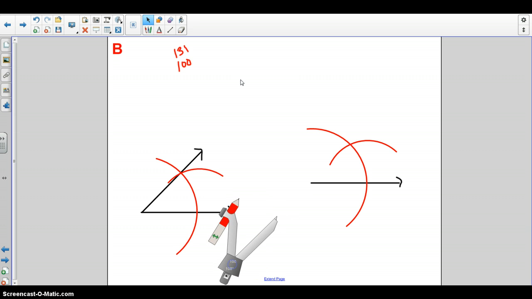Your last job is to connect a couple things. So starting at where the vertex is going to be, connect through that point of intersection, and there's your second angle that is congruent to the first one.